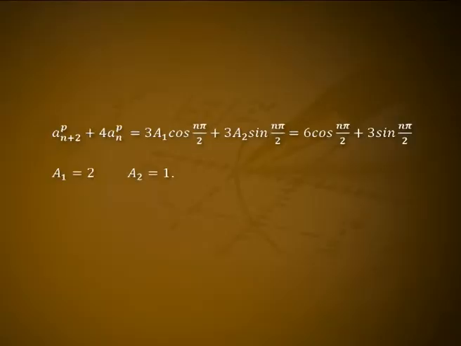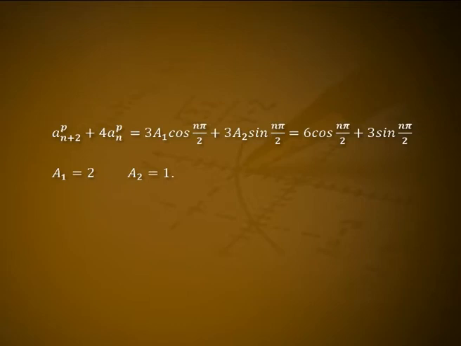It follows that a_(n+2)^p + 4 a_n^p = 3 A1 cos(n pi/2) + 3 A2 sin(n pi/2), that is equal to 6 cos(n pi/2) + 3 sin(n pi/2).